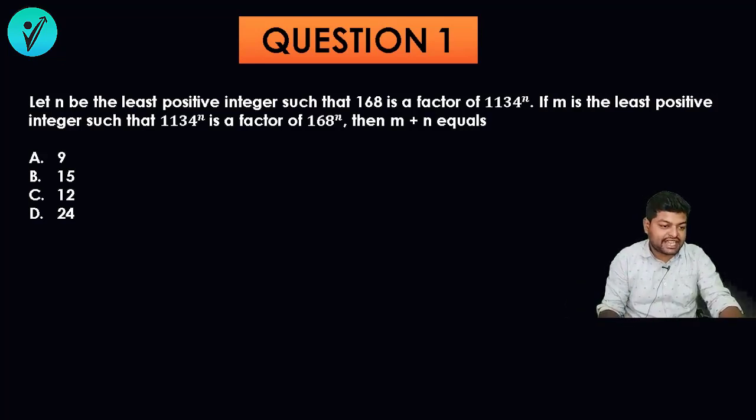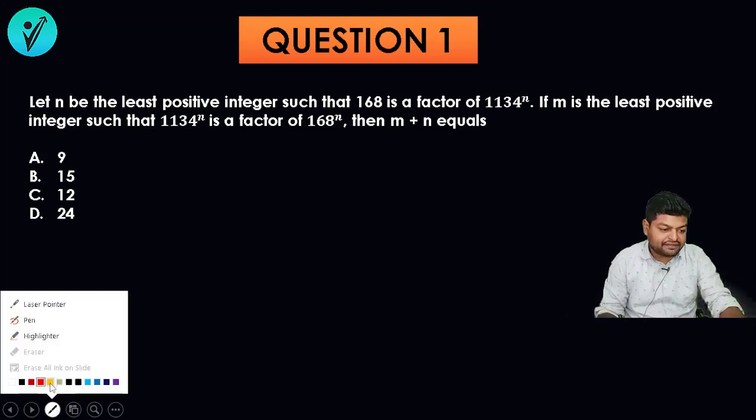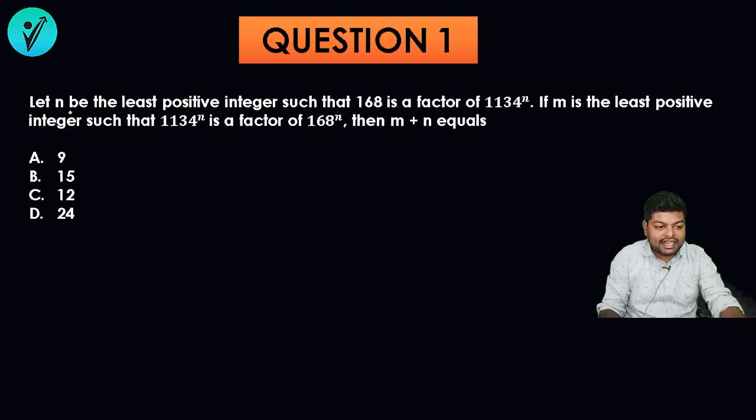The first question says that let n be the least positive integer such that 168 is a factor of 1134 to the power of n. If m is the least positive integer such that 1134 to the power of n is a factor of 168 to the power of n, then m plus n equals to. So let's read the first line again. The first line clearly states that let n be any least positive integer. So n has to be a least positive integer.